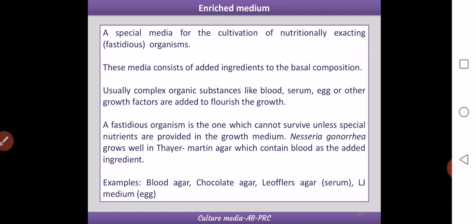Fine. And we can see a lot of examples like blood agar, chocolate agar, Loeffler's agar, or LJ medium. LJ means Lowenstein Jensen medium. So the added things are also given there. In blood agar we add blood. In chocolate agar also we use blood as the added ingredient. In Loeffler's we use serum, and in LJ medium we add egg, right? So different organisms prefer different ingredients, and based on that we use the enriched media.